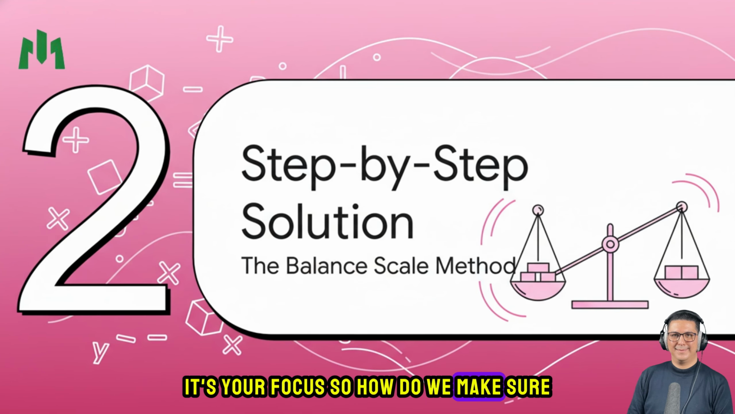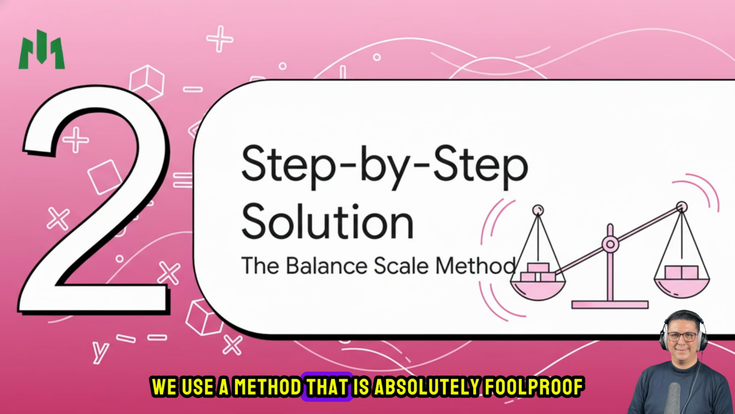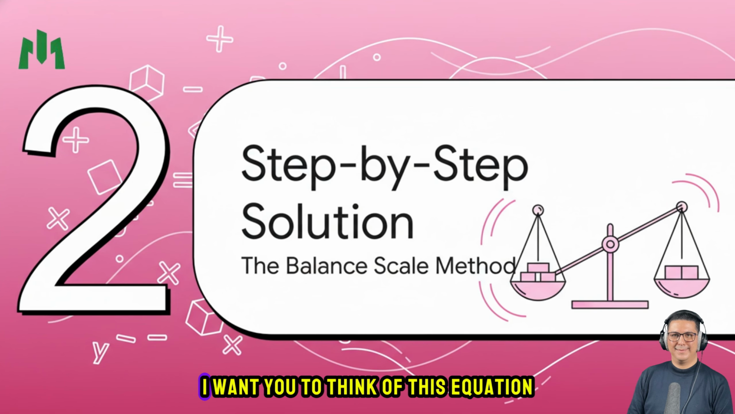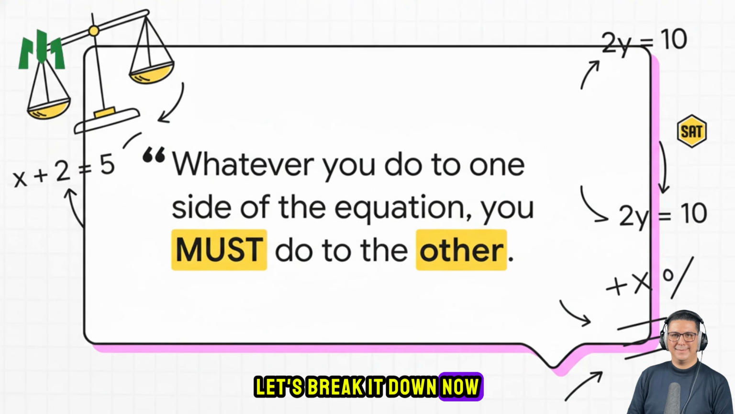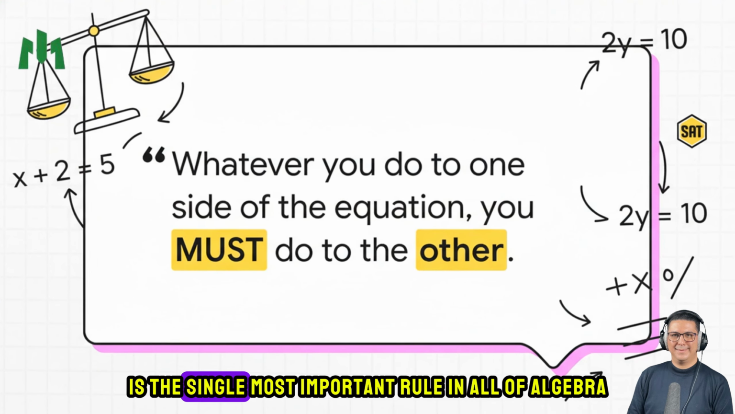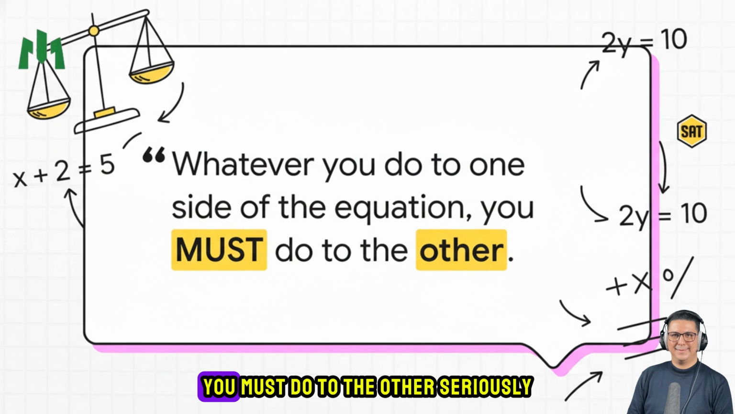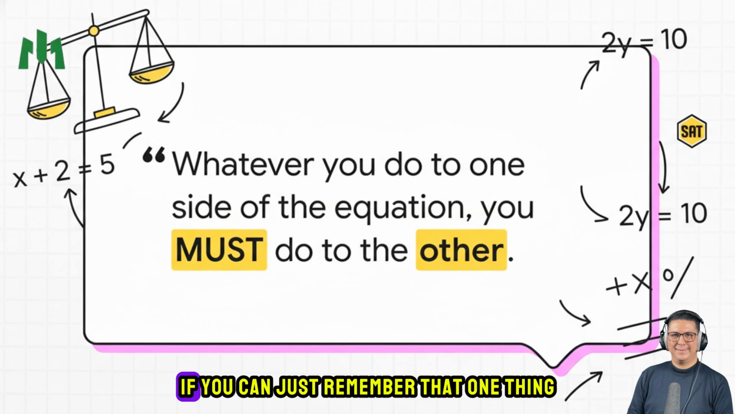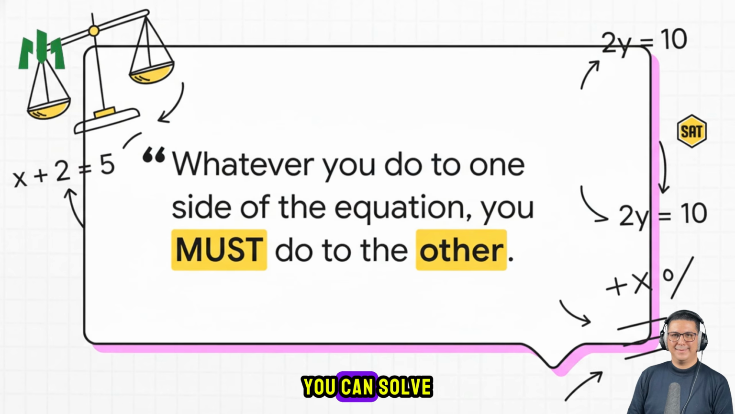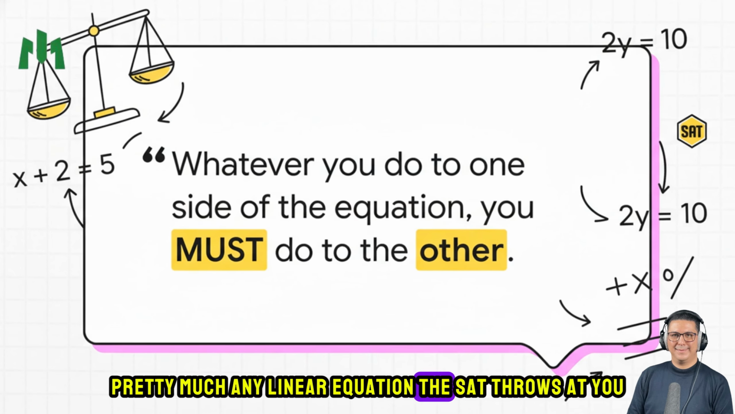So, how do we make sure we get it right every single time? We use a method that is absolutely foolproof. I want you to think of this equation like a perfectly balanced scale. Okay, let's break it down. Now, this right here is the single most important rule in all of algebra. I mean it. Whatever you do to one side of the equation, you must do to the other. Seriously, burn that into your brain. If you can just remember that one thing, you can solve pretty much any linear equation the SAT throws at you.